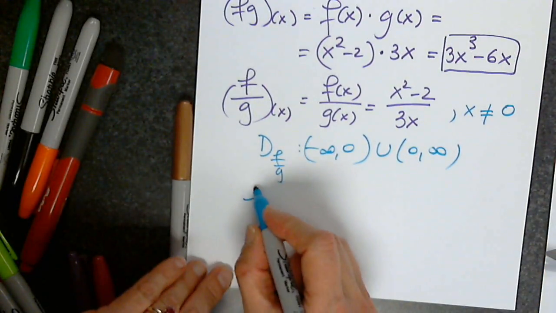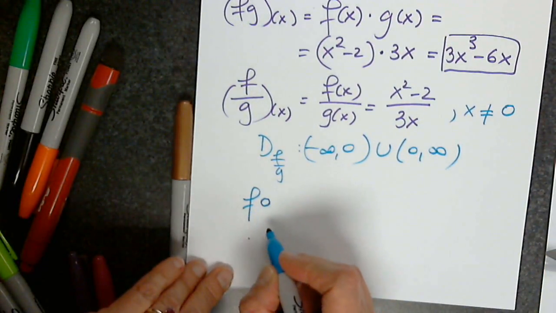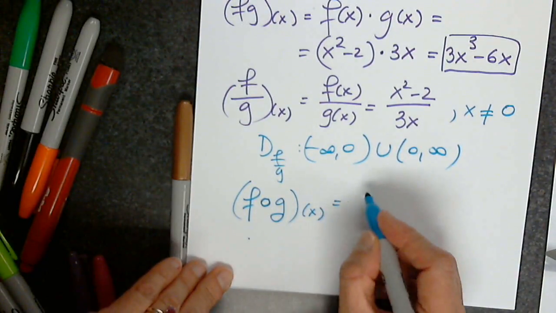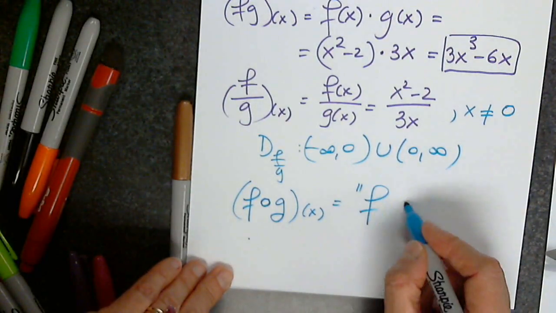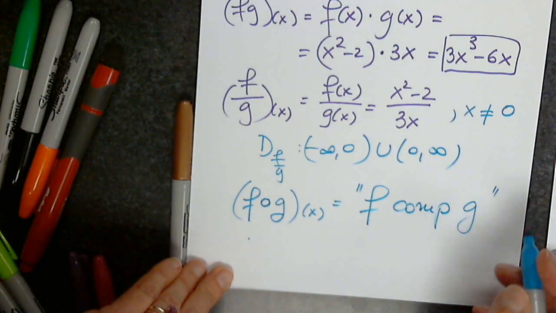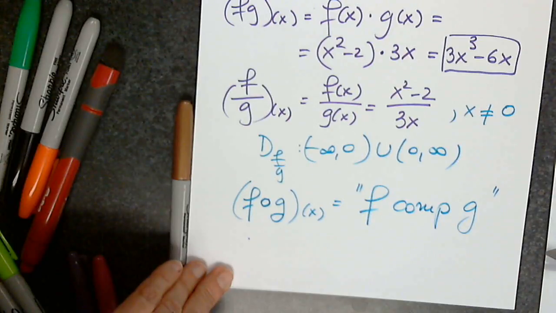Here is the mechanism. First of all, the notation is f, a circle, and g of x. We read this f comp g, the composite of f and g if you want, or in short, f comp g.